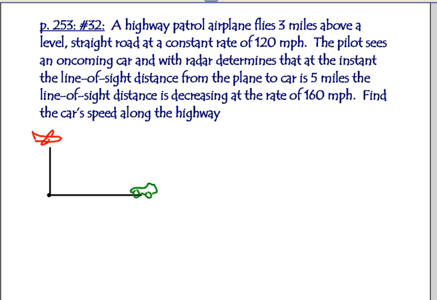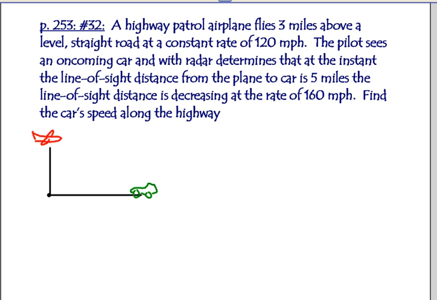All right, this is problem number 32 of our related rates problems, and it reads: a highway patrol airplane flies 3 miles above a level straight road at a constant rate of 120 miles per hour. The pilot sees an oncoming car and with radar determines that at the instant that the line of sight distance from the airplane to the car is 5 miles, the line of sight distance is decreasing at the rate of 160 miles per hour. Find the car's speed along the highway.